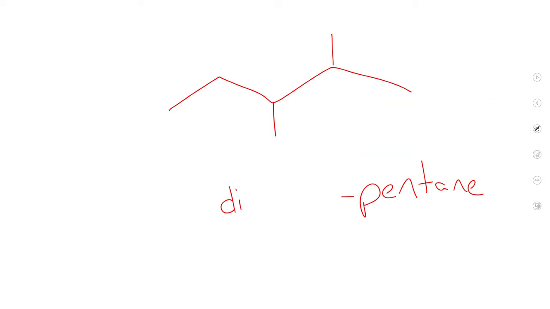So anytime you say di, you're just saying that it's two of the same exact group, not that they're necessarily on the same carbon. And you can still add the locants. Exactly. This is where the locants really come in. And so anytime you see di, you've got to have two locants in front of it.